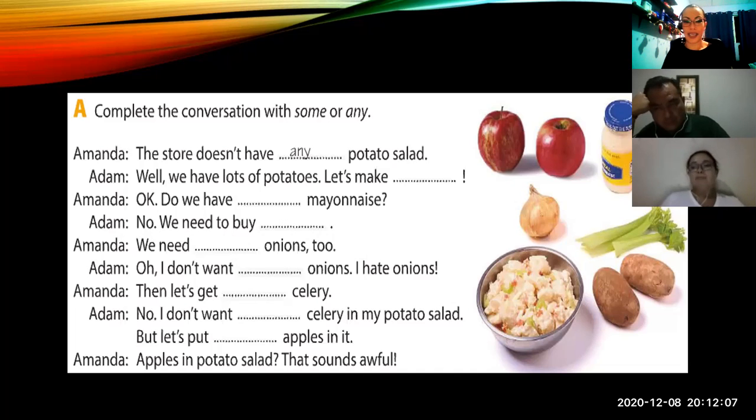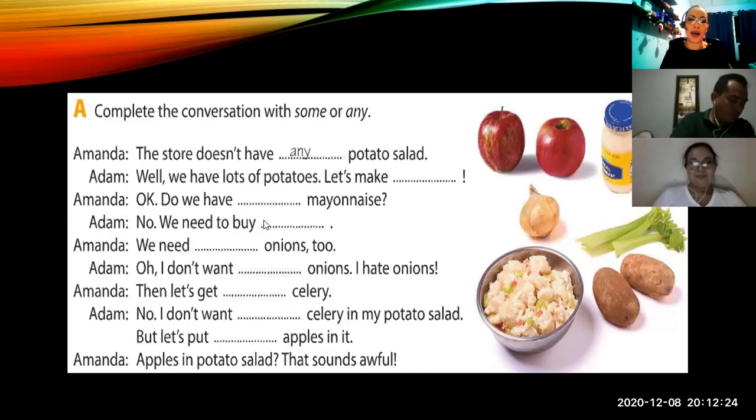That's it. Es un poco tricky. Normalmente, cuando es respuesta así larga, es no, coma, y we don't need, y sigue la respuesta, pero ahí hay un punto. El punto indica que lo que sigue es una nueva oración. Entonces, we need to buy some. And we need? Some. Porque está haciendo una afirmación. Necesitamos algunas cebollas también. We need some onions too.